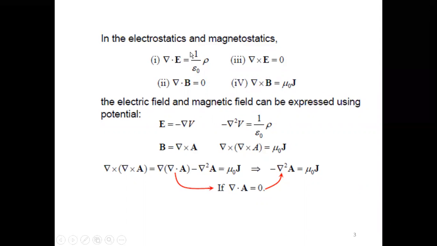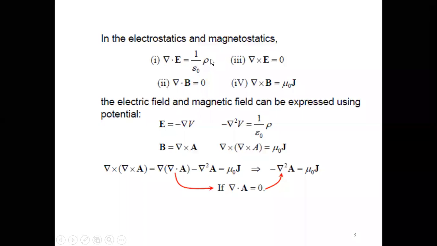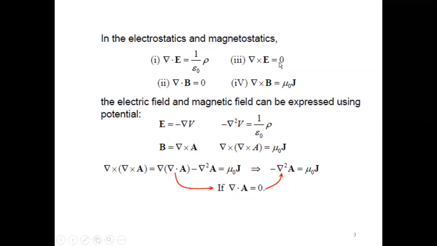The Gauss law becomes divergence of E equals rho by epsilon naught. The Faraday law becomes curl of E equals 0. There is a minus dB by dt term, but we are talking about the electrostatic and magnetostatic case, so both time derivative terms will be 0. The second equation remains as it is, divergence of B equals 0, and the last equation gives curl of B equals mu 0 J plus epsilon 0 mu 0 dE by dt, where the last term will become 0 for the static case.